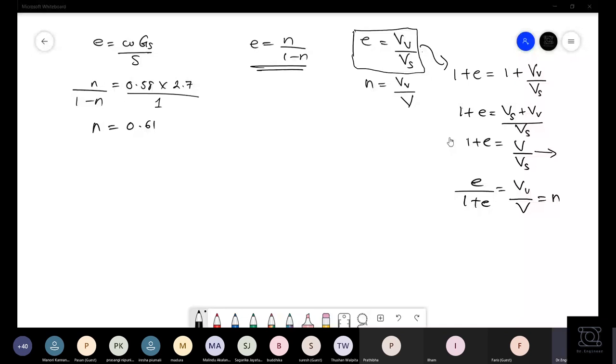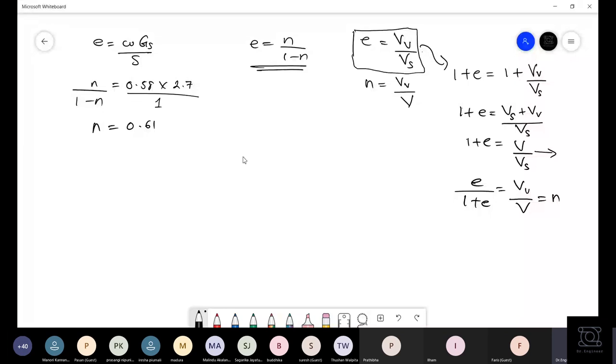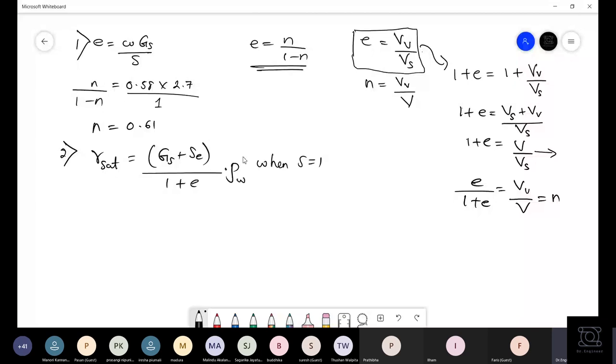Right, the next part. They're asking us to find the saturated unit weight, gamma saturated. There is a relationship for saturated: you can write (Gs plus S times e) over (1 plus e) times rho w, and when S is equal to 1, so here S is 1, the equation changes into Gs plus e over 1 plus e times rho w. Now we simply substitute the values and find gamma saturated.